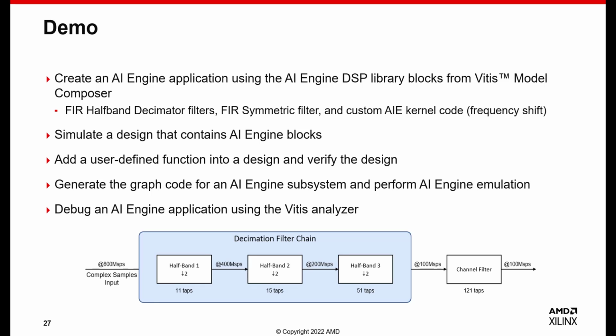In this demo, we create an AI engine application using the AI Engine DSP library blocks from the Vitis Model Composer. Then we simulate the design, import a custom code as a block and verify the design. Once the functional verification is done, generate the code and perform AI Engine emulation and debug the design to achieve required performance.